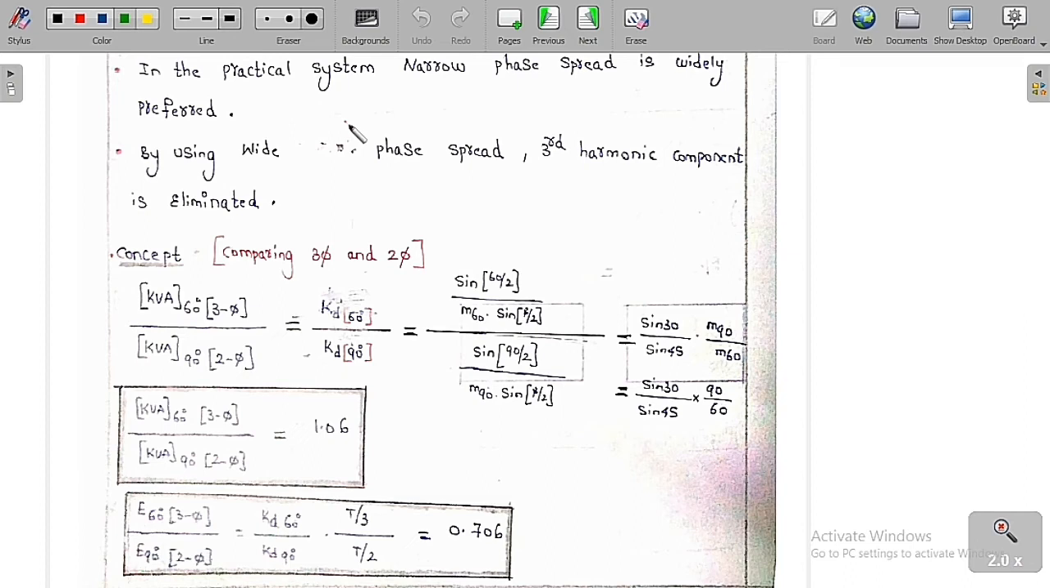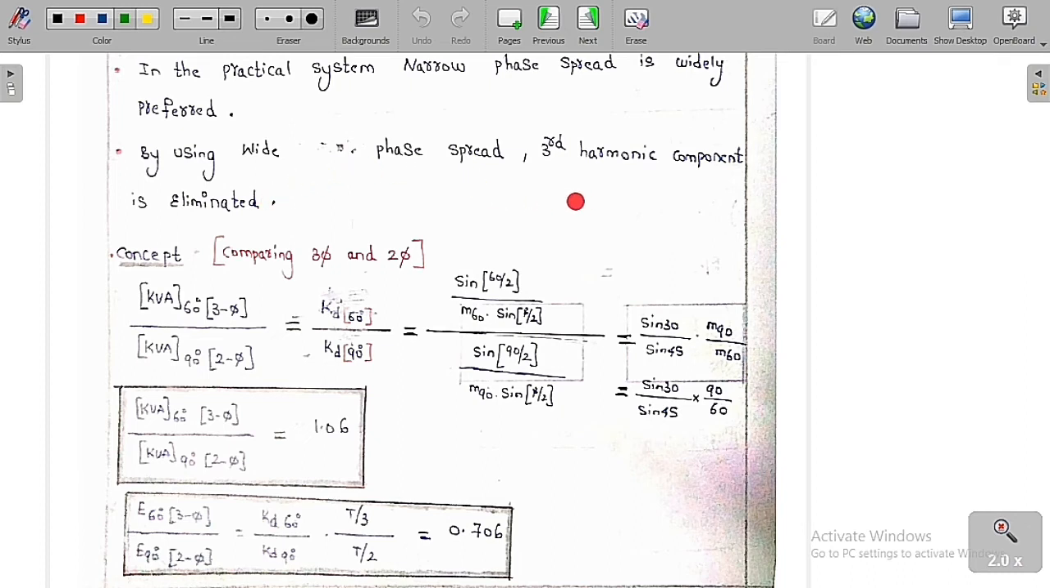So we can say that in the practical world, we prefer the narrow faceplate because the EMF which is induced, the KVA rating and the amount of active power delivered by that alternator for the 60 degree faceplate is higher when compared to the 100 degree faceplate. So this is more preferred when compared to wide faceplate. And I have already told you, narrow faceplate can be obtained with a single layer winding or double layer winding. So it's a very big advantage, whereas the wide faceplate can be obtained only in a double layer winding.